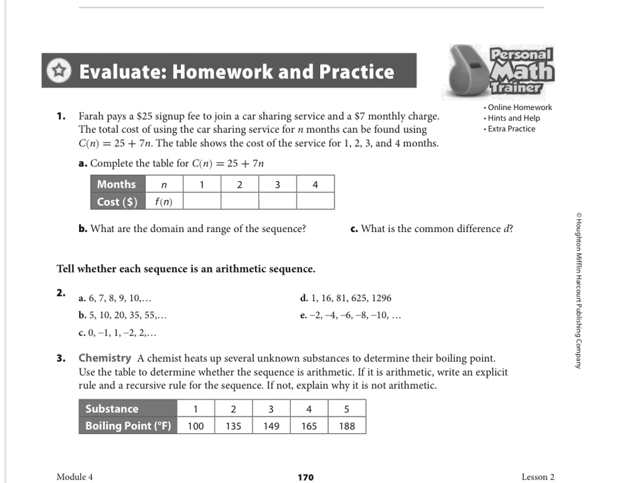Okay, so here's what you're doing. Page 170, you're doing numbers 1 through 3, all of those. And then you're going to do 5 through 23, odd. Numbers 1 through 3, all. 5 through 23, odd. That's your assignment.